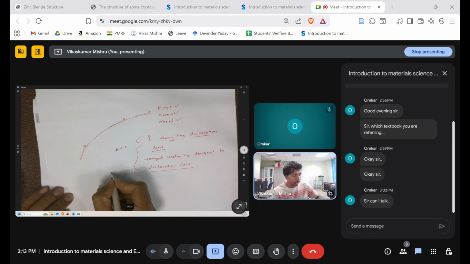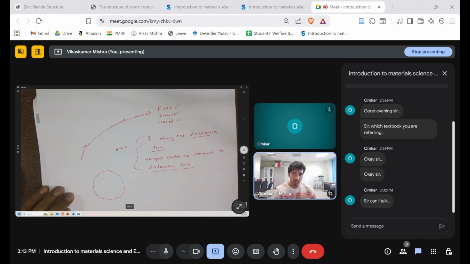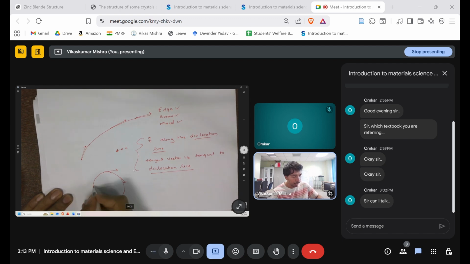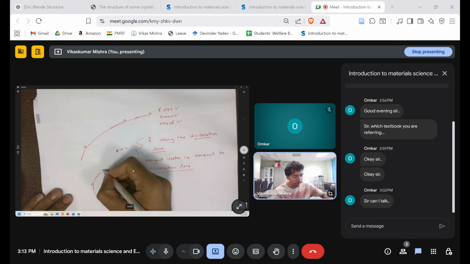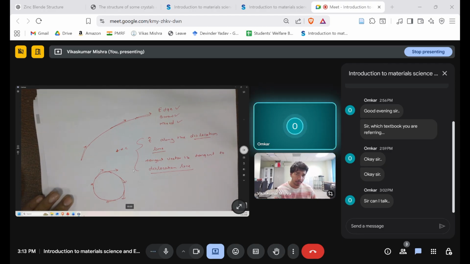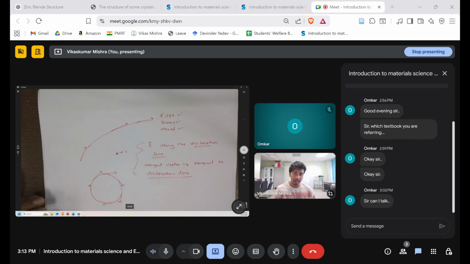Now let's say my dislocation is like a circle. It's a closed loop. We know a tangent on the circle will be like this. At any particular direction, we can construct a tangent to the circle. So this is the tangent vector. It will keep on changing its orientation, its direction, right? Is it clear? Yes, sir.